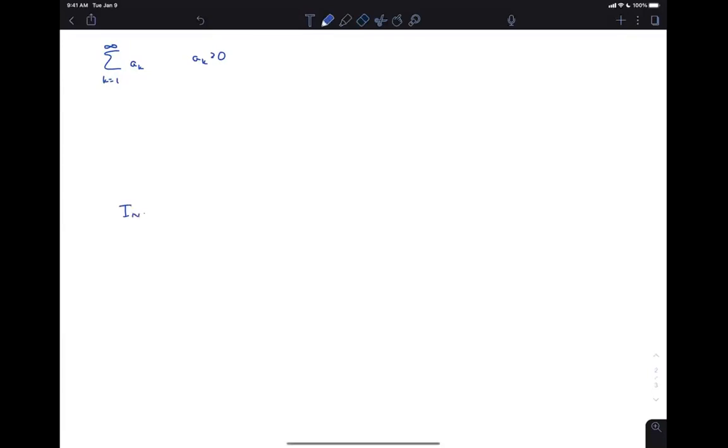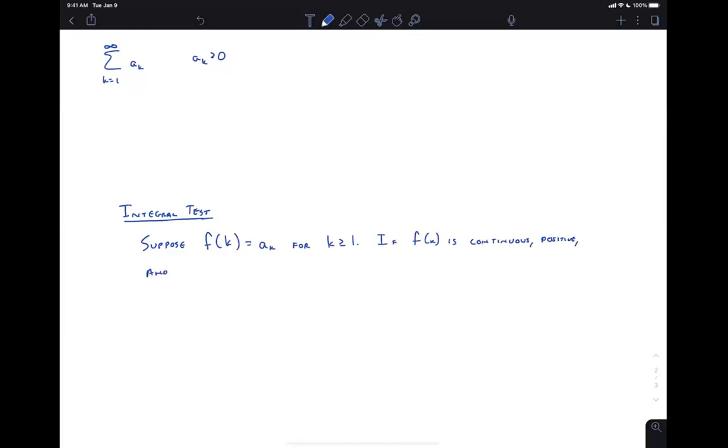So, okay, what the integral test says is that suppose f of x, or f of k, is equal to a_k for k greater than or equal to 1. Then if f of x is continuous, positive, and decreasing, then we can make a conclusion. And so I want to talk about what that looks like.